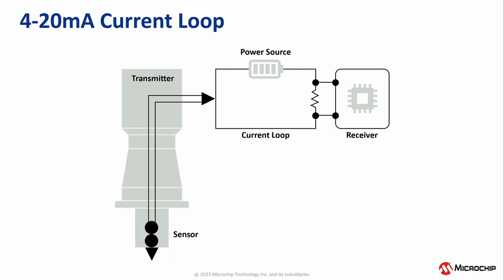For the loop to function, there has to be a source of power to the loop. 9, 12, or 24 volts are commonly used. Finally, we have the receiver, and as its name suggests, the receiver receives and interprets the current signal in the loop and converts it back to a usable measurement value, allowing for analysis on data that was measured.